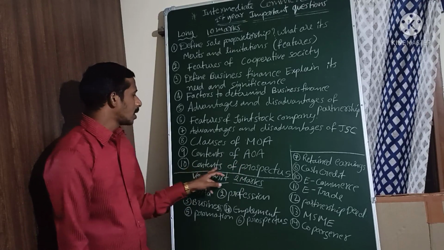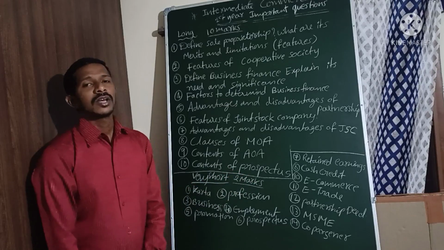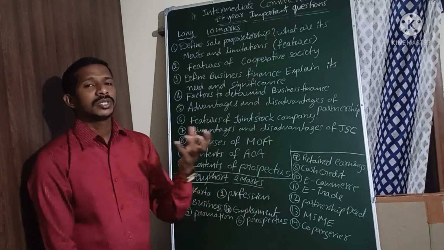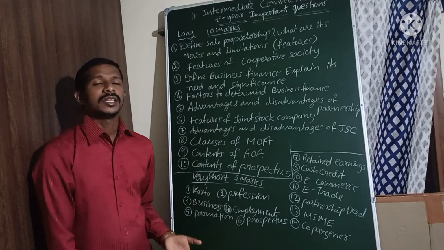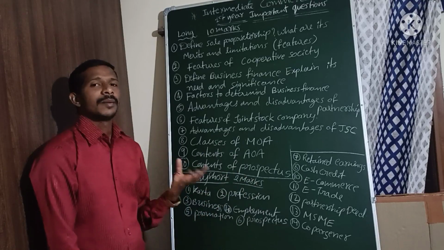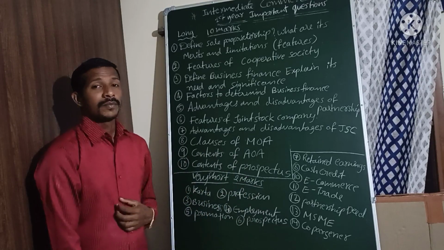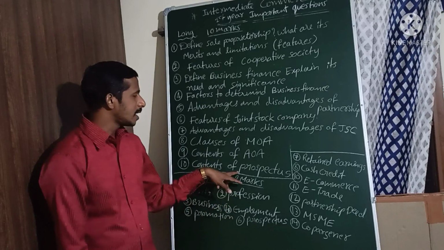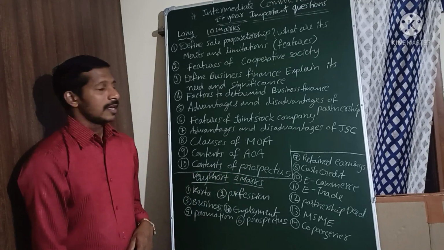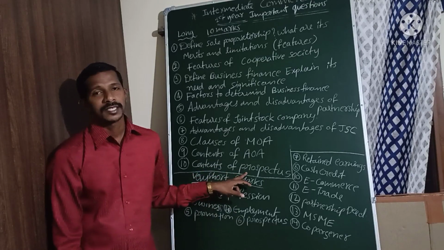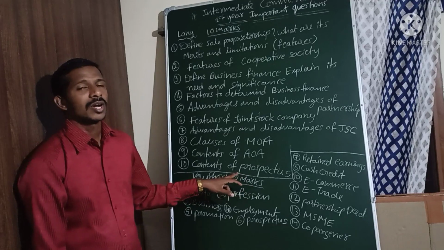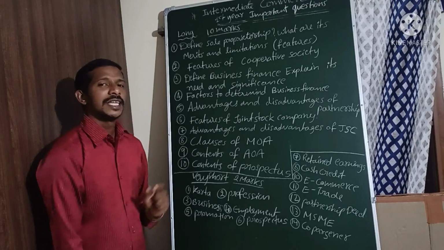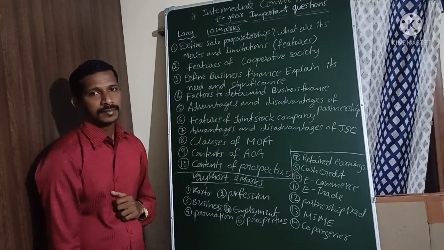And the 10th question, contents of prospectus. Prospectus is the third document. Prospectus means invitation to the public, when the new company is inviting the public to invest in the company. Okay. Without knowing about the company, can you invest? No. So, by seeing this prospectus, it is like an advertisement. Prospectus is like a paper advertisement, not television. This prospectus contains the full, detailed information about the company.